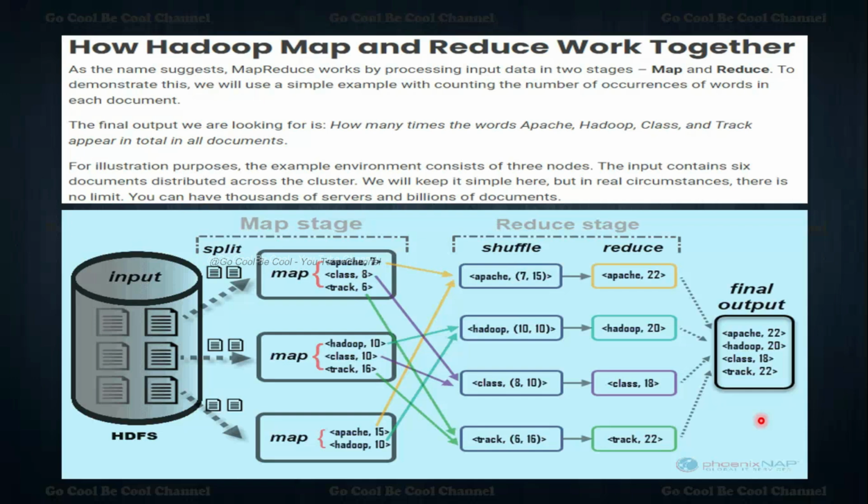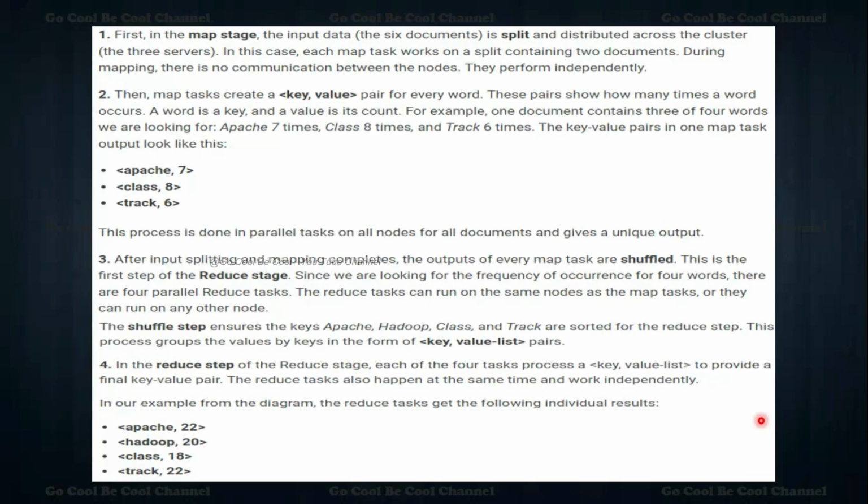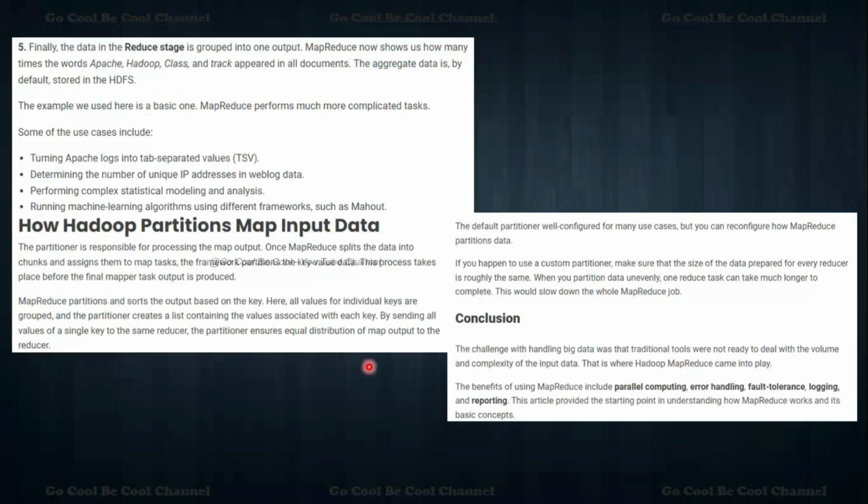Here again we have a lot of information, first in the map stage. The input data, the 6 documents, is what the split is given. So what we could understand in the previous picture, the explanation is given in this, so you can go ahead for better understanding. Now finally the Hadoop partitions the input data.